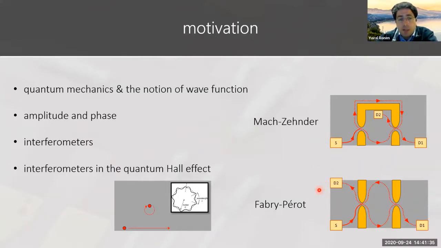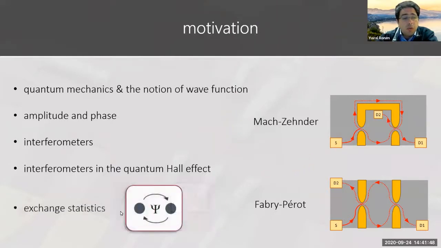There are others, maybe, toward the end I can talk about another one that I think is very exciting. But actually the main reason to go to quantum Hall effect is not to have these edges, but actually to look at different kinds of particles. So the main reason to go to quantum Hall effect is to look at exchange statistics of new quasi-particles.